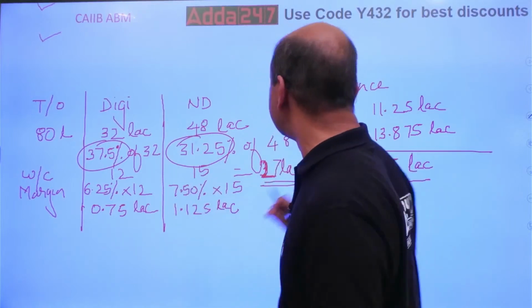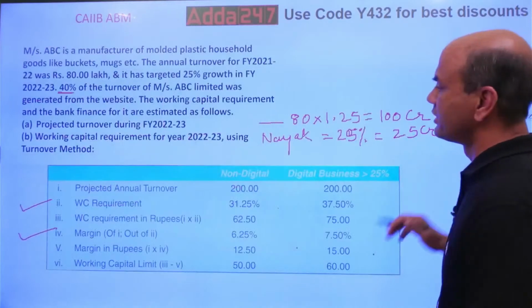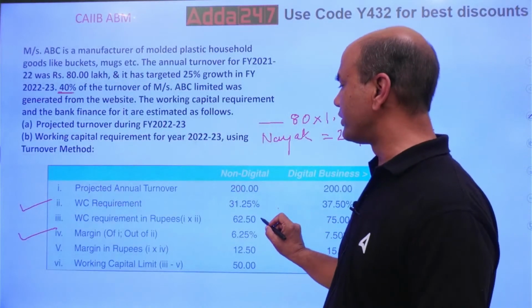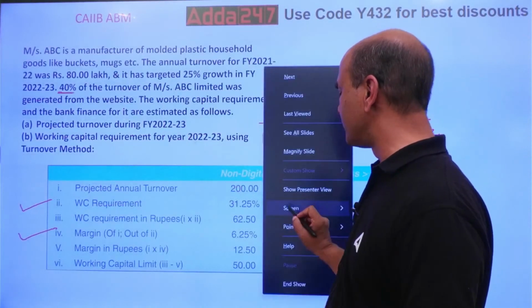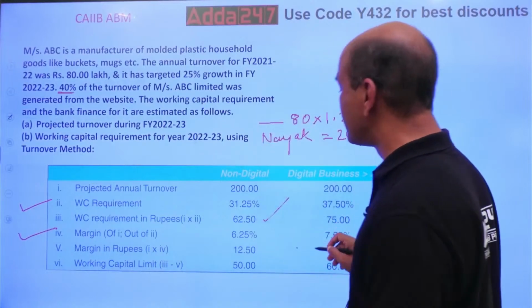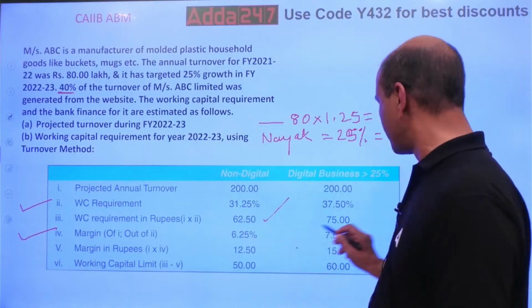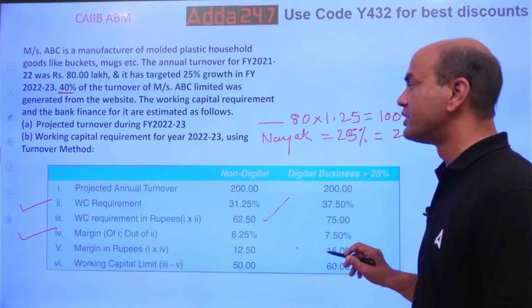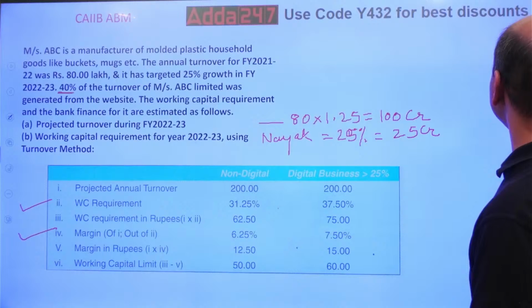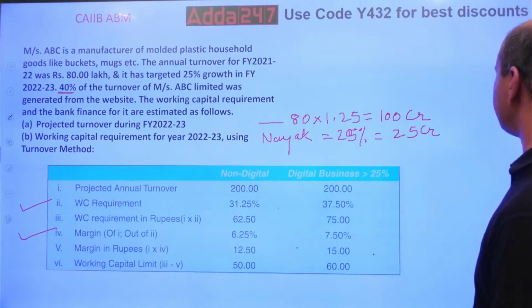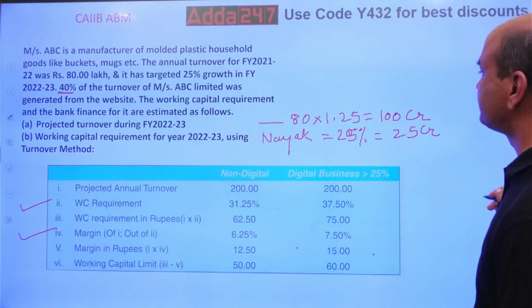Now the percentage given over here, 62.5, was your working capital requirement. So here it is 6.25%, which is 10% of this. Similarly, 10% of this. So the same logic you will apply over here.